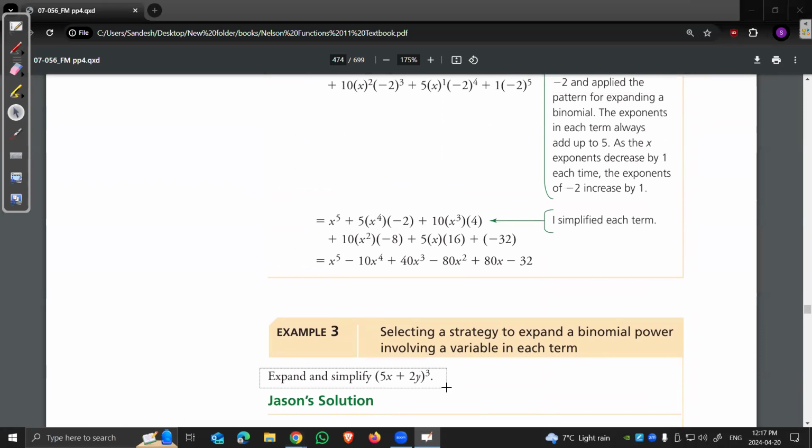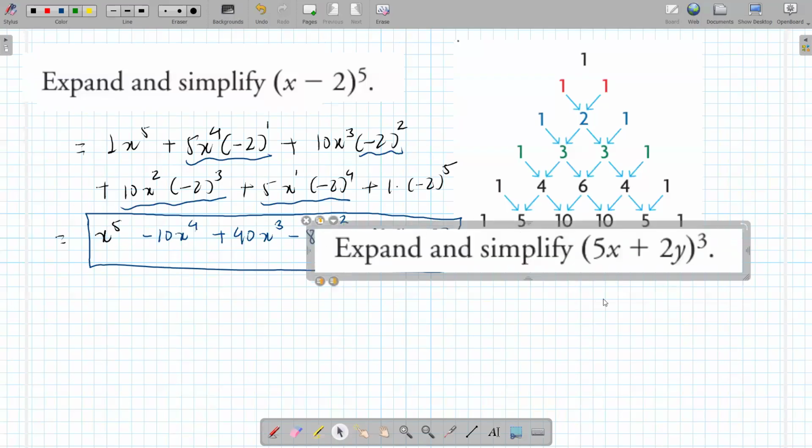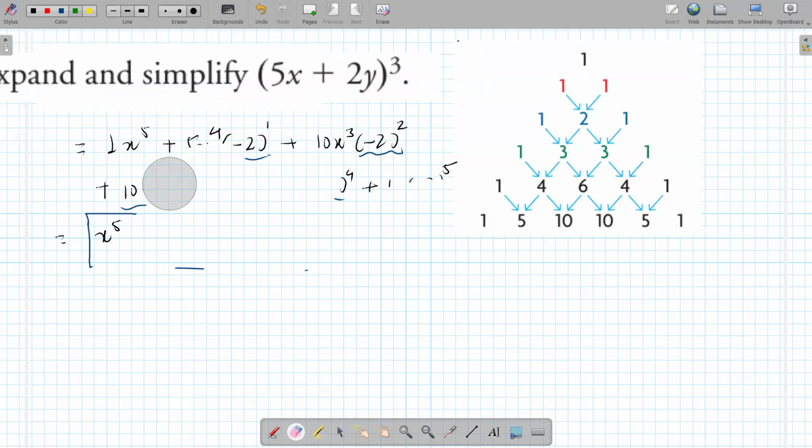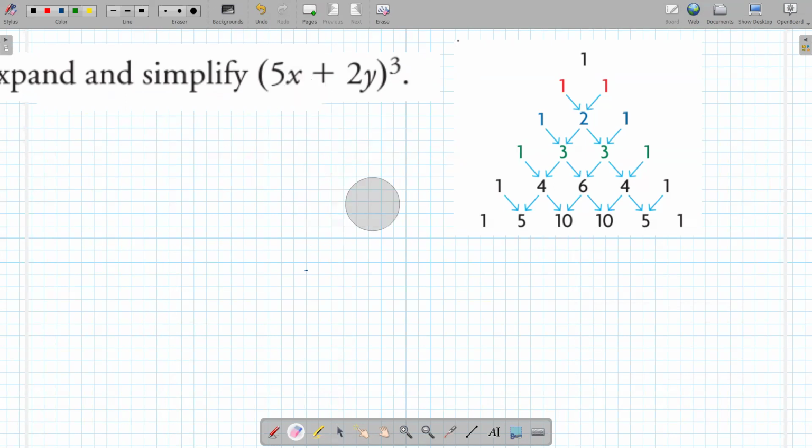Same idea here. It looks tricky, but it's really not. You have that tree right there, the triangle, and you just follow it to the appropriate level. Here we're doing 3, so we're looking at this row. What's the first term? 5x to the power of 3. So it'll be 1 times 5x cubed. Now that cube applies to the entirety of 5x.